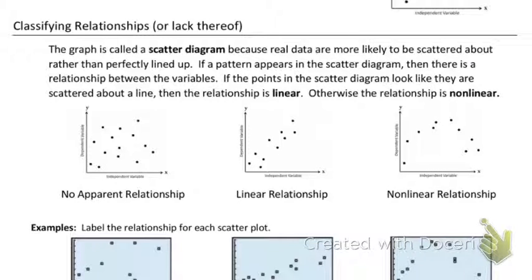All right, classifying relationships or lack thereof. Now, the reason why it's called a scatter diagram is because real-world data does not follow particular models. We can say it looks close to linear. It looks close to this line that it's following, but real-world data is not going to fit into a nice, neat little box. If I measure everyone's height in here, we're going to have stuff across the board. We can't say that every junior or every senior is going to be a specific height.